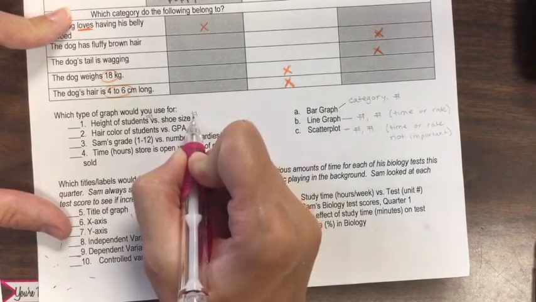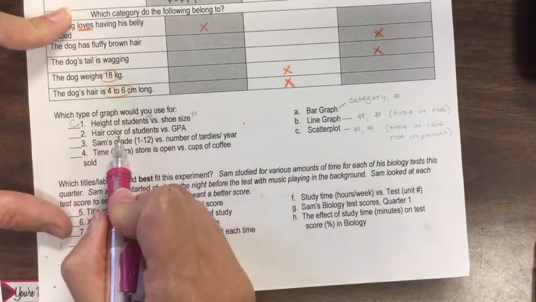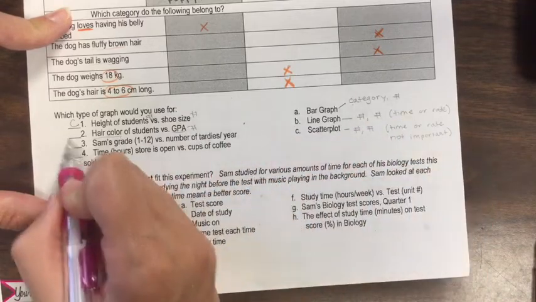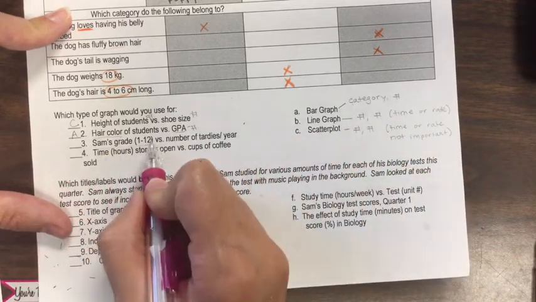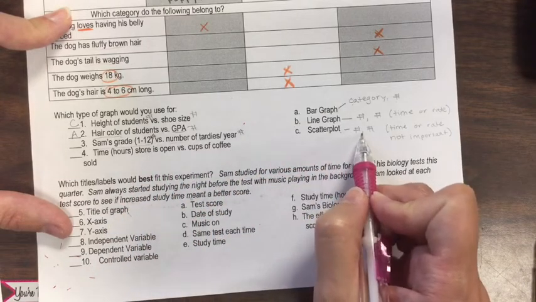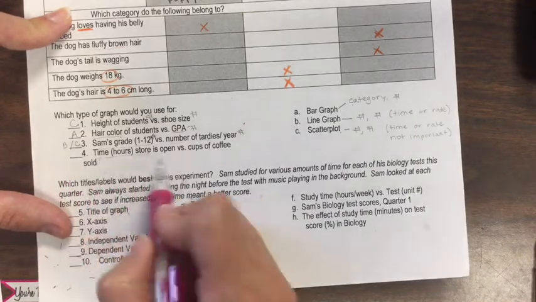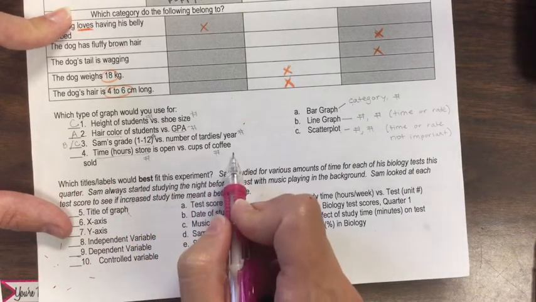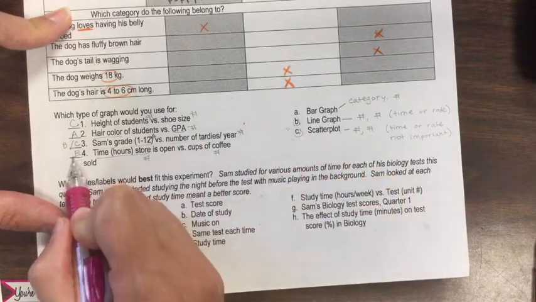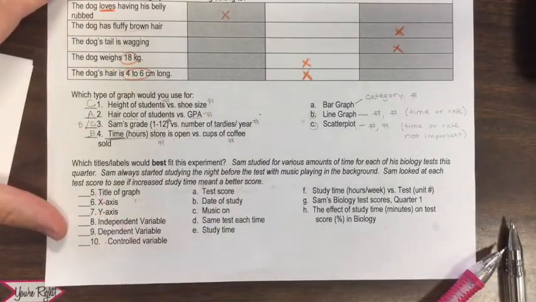So in example 1, height is a number, shoe size is a number. Has no mention of time, so we're going to say that's a scatter plot. Hair color, can't assign a number to, but GPA you can. So that would lead us to a bar graph. Sam's grade, that's a number. Number of tardies per year, that's a number. So I could choose, it could be a scatter plot or a line graph. It depends on what I'm going to focus on. Time in hours versus cups of coffee. We've got number for scatter plot, number for line graph. We're going to go with line graph because time is a big focus.